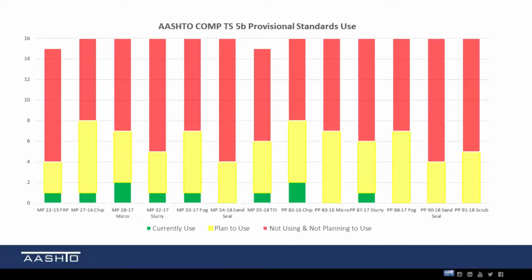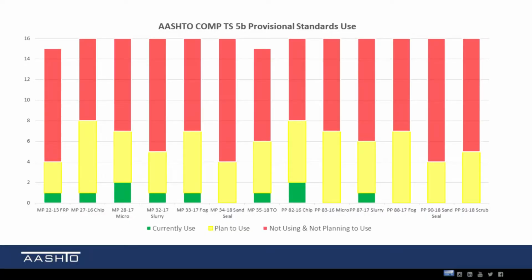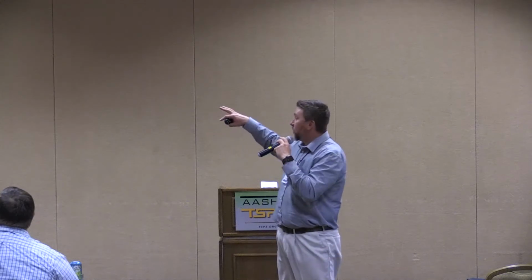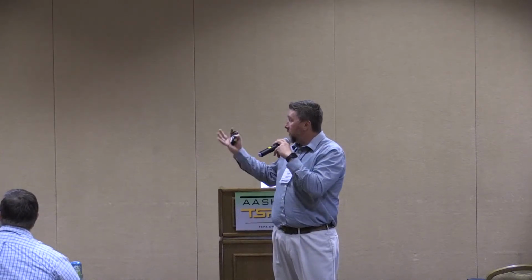So we took that survey and found, again, I think about 13 or 14 different provisionals that live within Section 5b. That's who's using it. Now here's the sad part. The yellow is who thinks they're going to use it. The red is who has no plans whatsoever to use that standard. So we've got to look at that. I think it was 16 people that responded to the survey, and there's only a couple of them up around 50%.